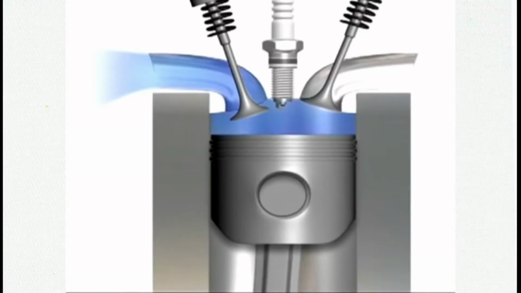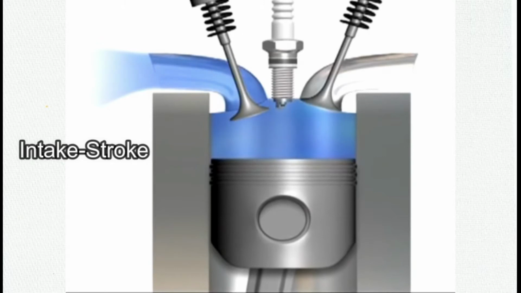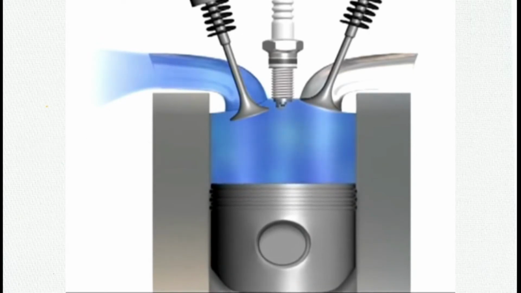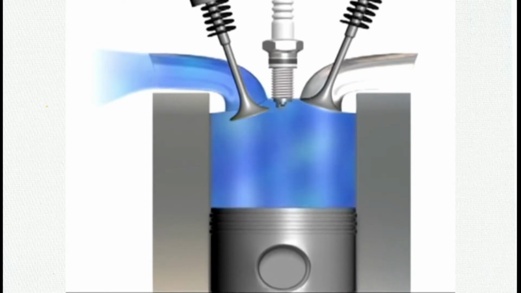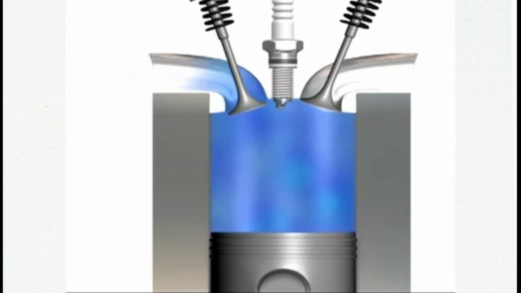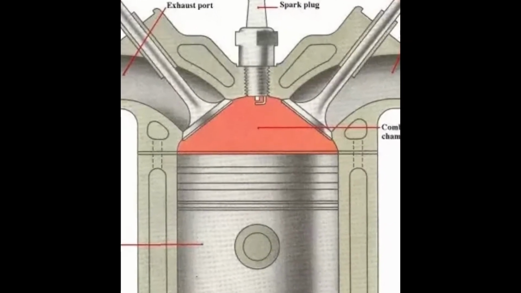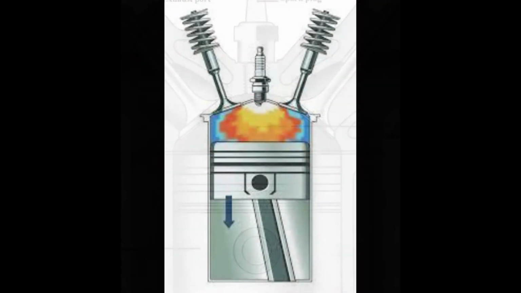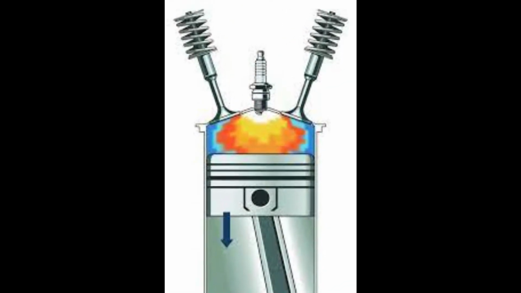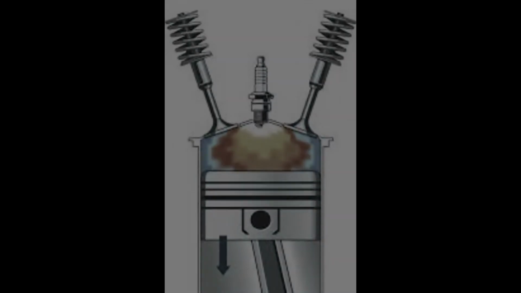The first one is the intake stroke. In this stroke, the piston goes down and the intake valve is open, allowing the fuel and air mixture to get into the combustion chamber. Hey, stop it there. I need to explain this. The combustion chamber is the space between the piston, when it is in the top dead center, and the camshaft that is at the top of the cylinder. That is the place where the fuel is burned.